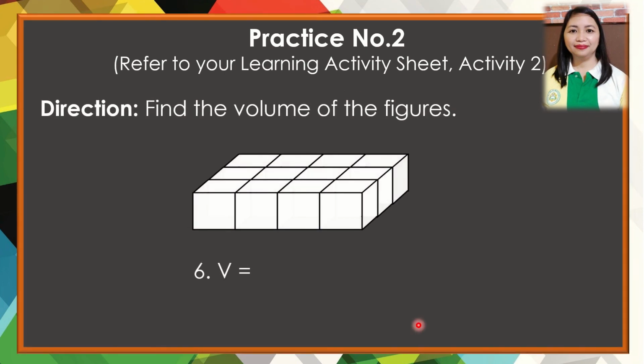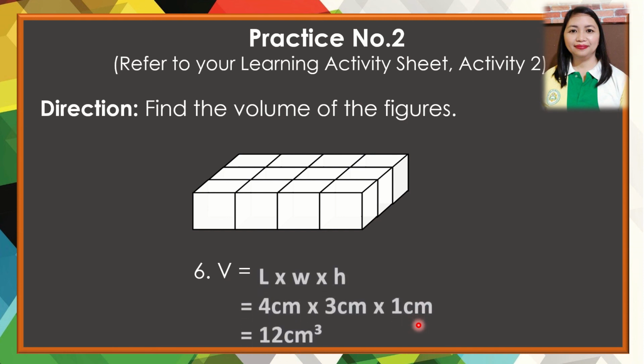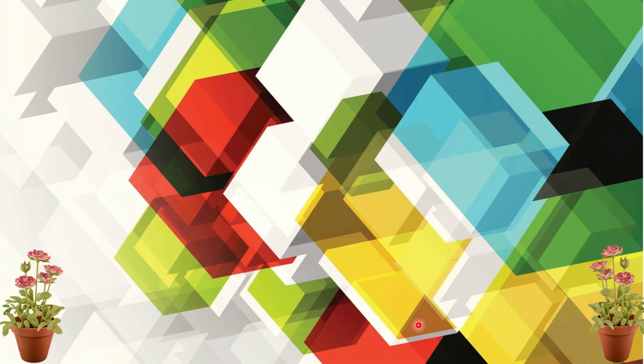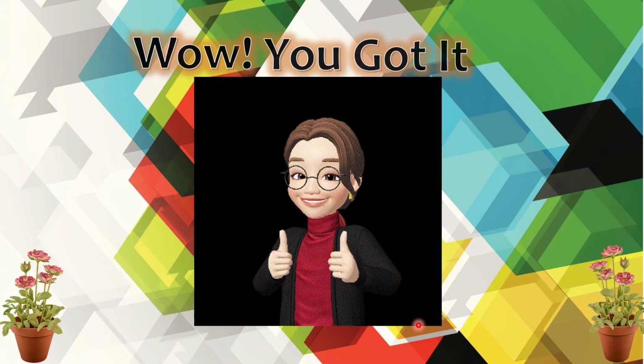We still have number 6 because I already did number 1 for you. So, puros lahiya front, ano? I mean, 1 layer lahiya. So, 1, 2, 3, 4 times 3 times 1, that would be 12 cubic centimeter. And, wow!